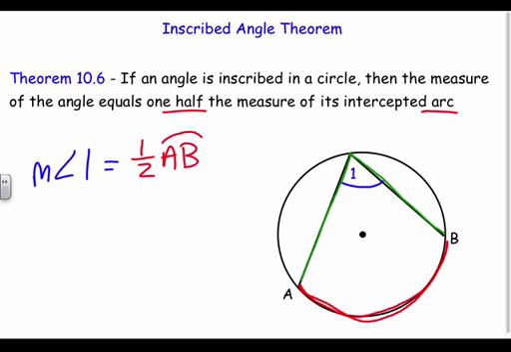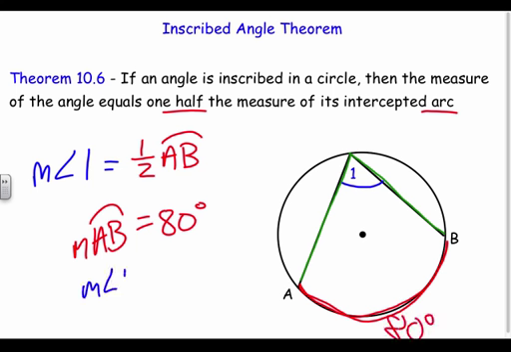So for example, let's just pretend measure of AB is 80 degrees. So this is 80 degrees. Well, what would that make the measure of angle 1? Pretty easy. Cut it in half. So the measure of angle 1 would be 40 degrees. So remember, a couple sections ago, we had central angles. So for example, if I had, boom, right here, this central angle, this would also be 80. Remember, those are the exact same. But now if it's intercepted, if it goes all the way to a different side on the circle, like it is right here, then it's half of that.